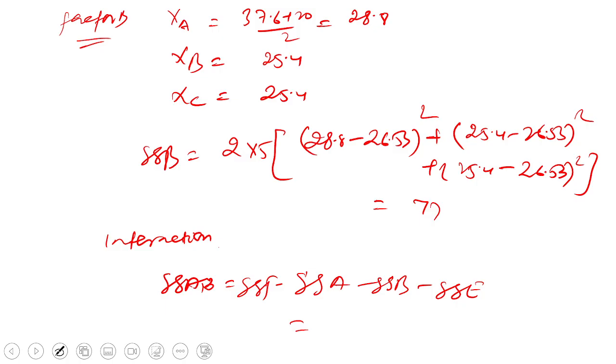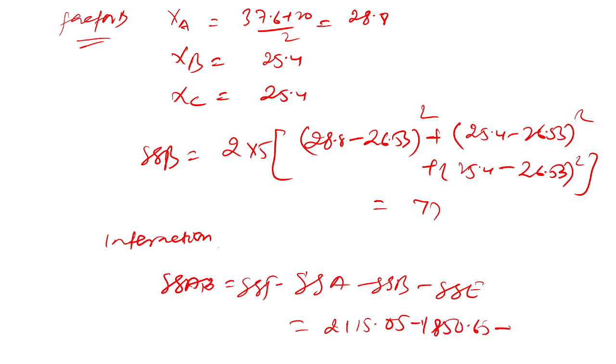Yes, sir. So now we'll be able to calculate SST. How much do we have? 21.505 minus 1850.65 minus 77. If we do that, it came to 169.6. Total came 17.8. Okay, so now we can go with the degrees of freedom.